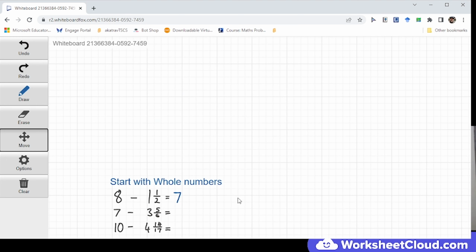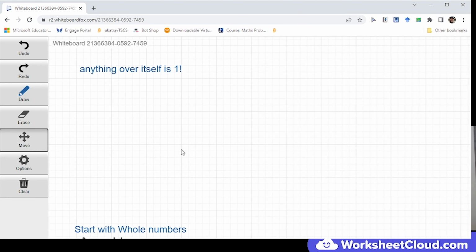I'm going to jump up a little bit on my screen to this very fun, very useful fact. Anything divided by itself is 1. So if I have 2 chocolates and I share them with 2 people, each person gets 1. If I have 5 chocolates and 5 people, each person gets 1. Mathematically, I'm saying 2 over 2. 2 divided by 2 is equal to 1. 5 over 5 is equal to 1. 18 over 18 is equal to 1.